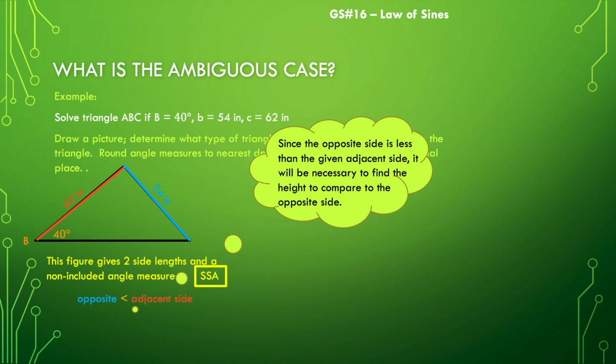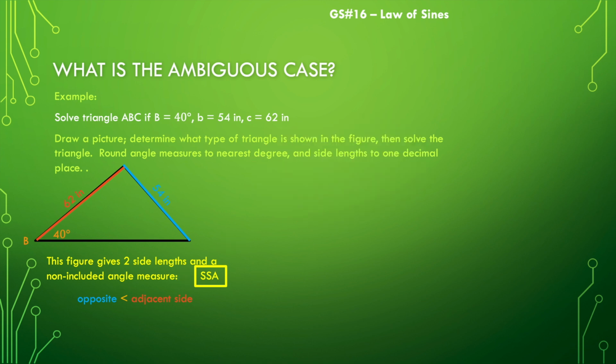Let's solve for the height and find out. Remember the height is going to be equal to the adjacent side times the sine of this given angle measure. So 62 times the sine of 40 degrees. And I find that the height is about 39.9. So the height is about 40 inches, and that opposite side is greater than the height. What that means is there are two triangles possible, and I will have to solve for both of them.